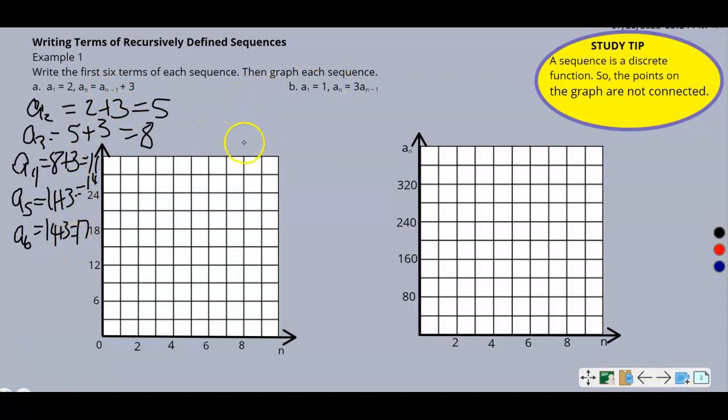Then it says graph the sequence. All right, so the first term, n, is just the term. And then a sub n is on the side here. So we're just going to graph the first term is 2. So 1, 2. So this is 6. So 2 is going to be in here somewhere. All right, so then we have our second term, 2 and 5. So 2 and 5. 5 is going to be right below 6 there.